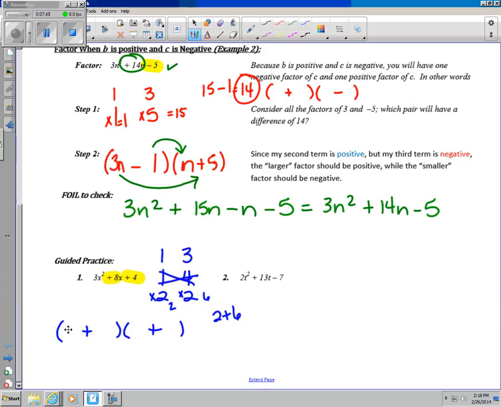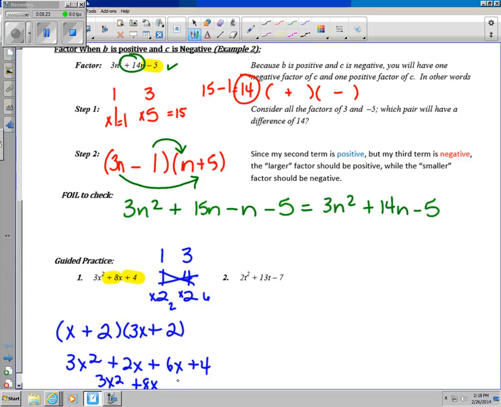So let's go ahead, and this time let's put our x here and our 3x here, because it doesn't matter. But we got to pay attention. Well, we have 2 and 2, so it shouldn't matter. We're going to put 2 here and a 2 there. Okay? And let's FOIL to check. x times 3x is 3x squared. x times 2 is positive 2x. 2 times 3x is positive 6x. And 2 times 2 is positive 4. We combine like terms, and we get 3x squared plus 8x plus 4, which is what we started with.